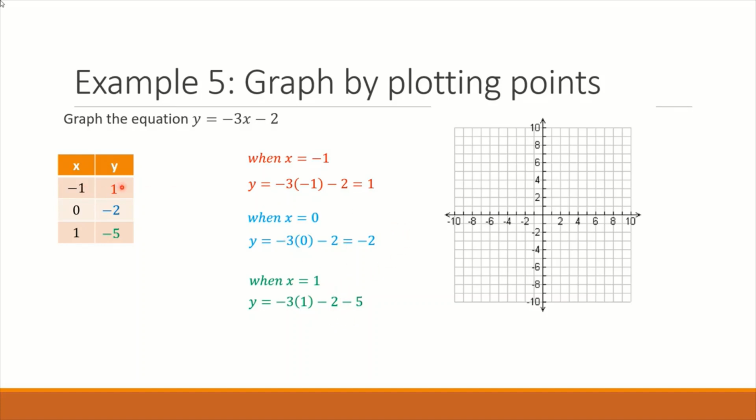Anyway, so then what you do is you plot the point. So -1, 1 is right there. 0, -2, again, is where they line up. And then 1, -5, which is right there, right? 1 and then down 5. Now after you have your 3 points, now just draw your line.